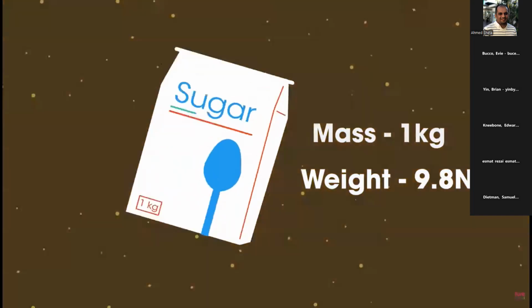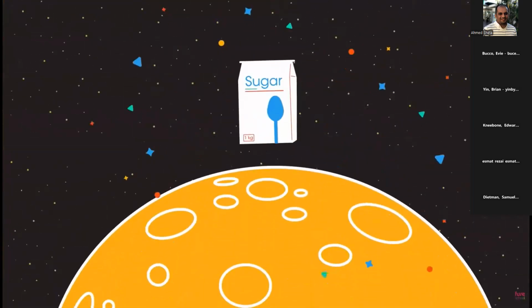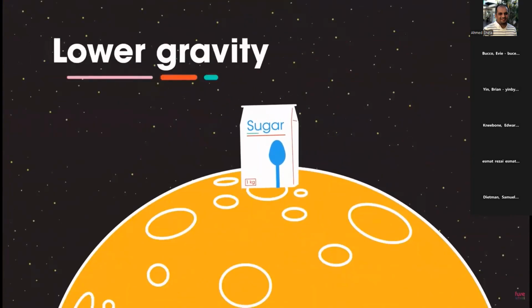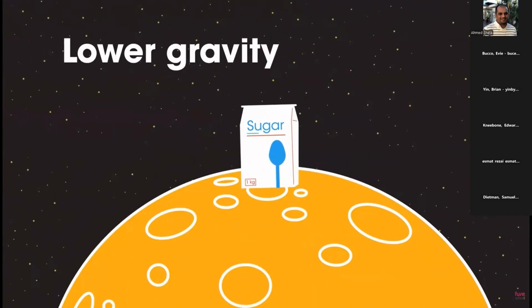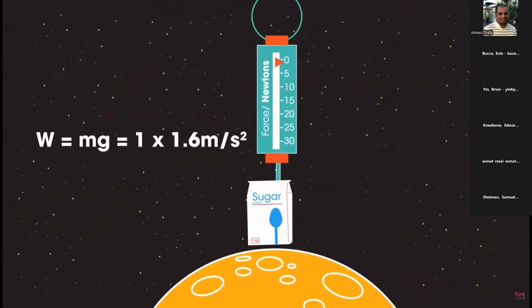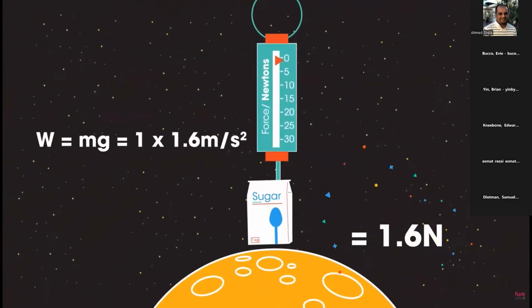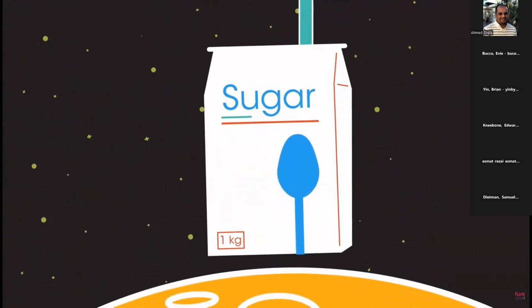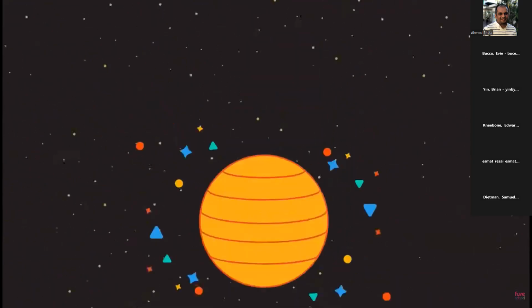Now let's take this bag of sugar to the moon. The moon is much less massive than the Earth, and so has a lower gravity. On the moon, g is only 1.6 meters per second squared. See how the weight has dropped compared to when it was on Earth. But notice, we still have the same amount of sugar. There is still 1 kilogram of stuff. The weight has changed, but not the mass.